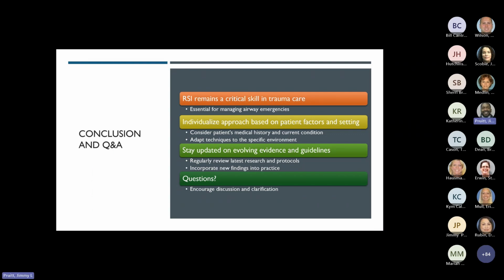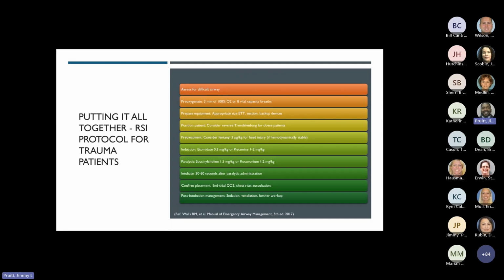So to wrap a lot of this up, again, RSI remains a critical skill in trauma care. An individualized approach is going to be needed for most of our patients, and staying updated on the evidence and guidelines is going to be key. And to put all this together, lots of data here. This is just a summary from when you see a patient all the way to when we intubate them with our 7Ps, but I don't want to go deep into that.